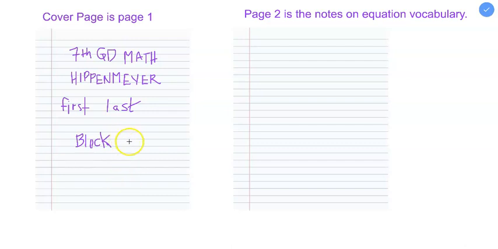So if you're in block 1, you put block 1. If you're in block 2, you put block 2. I think you get the idea, so you put the block. Okay, so that is your cover page. Then, page 2, we're going to be working on notes today. And above the video on the notes that you'll be taking, it says the page number and it says the title.